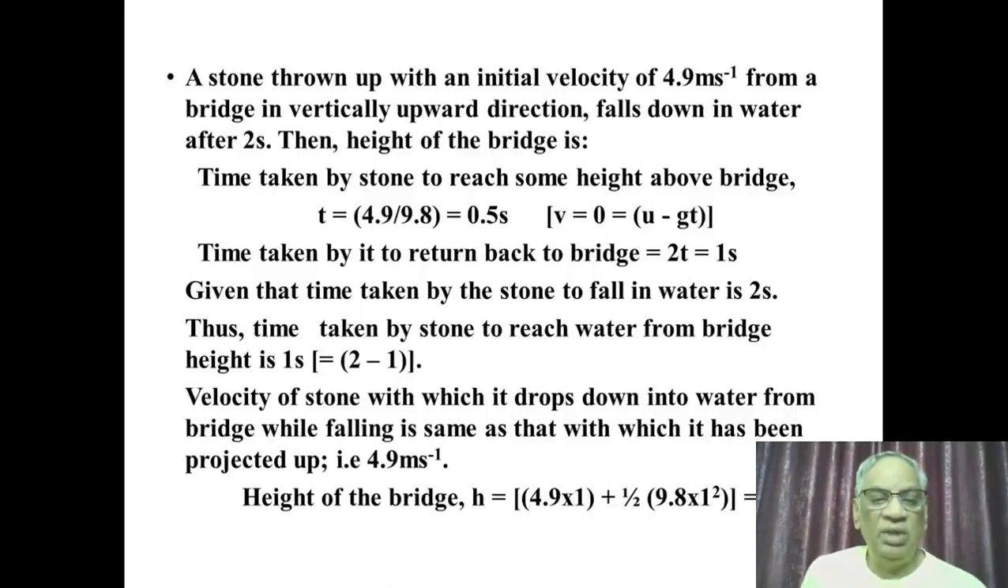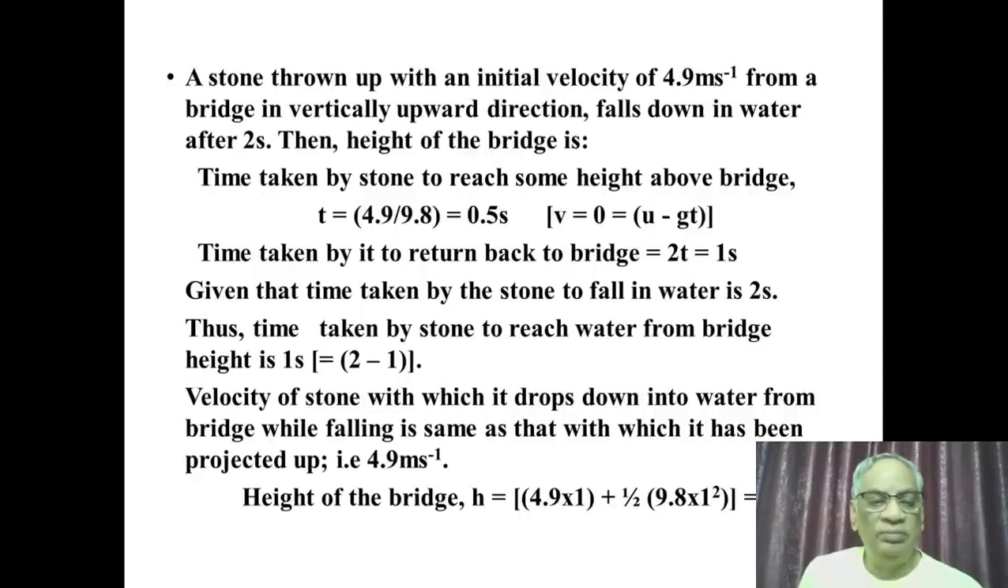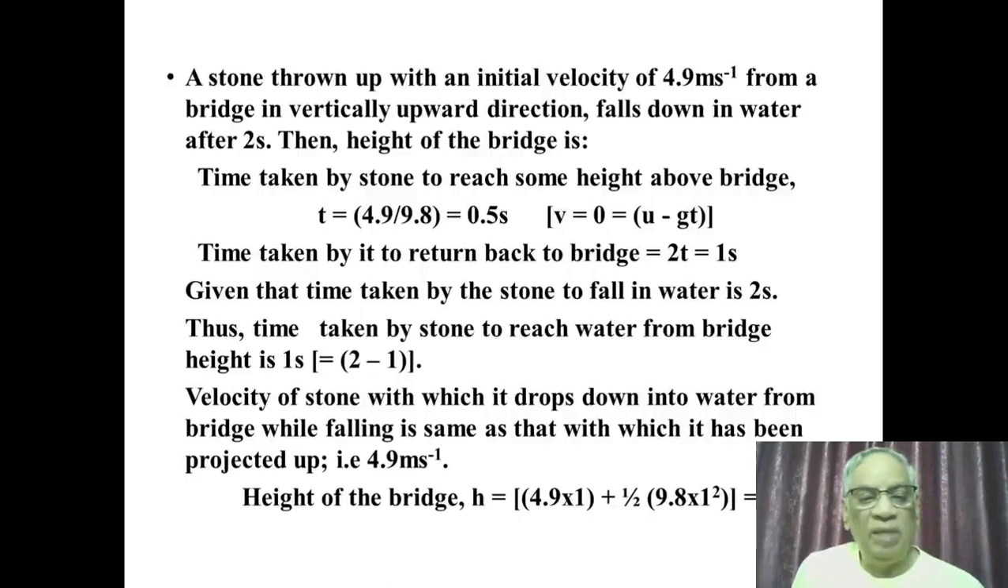Then these are also similar to the earlier numerical. The time taken by the stone to reach some height above the bridge, because from the bridge he has thrown it up. So t becomes 4.9 by 9.5 seconds, because v is equal to 0 and v is equal to u minus gt. And the time taken to return back to the bridge is also twice of that. So it went up and then came back to the bridge in 1 second.